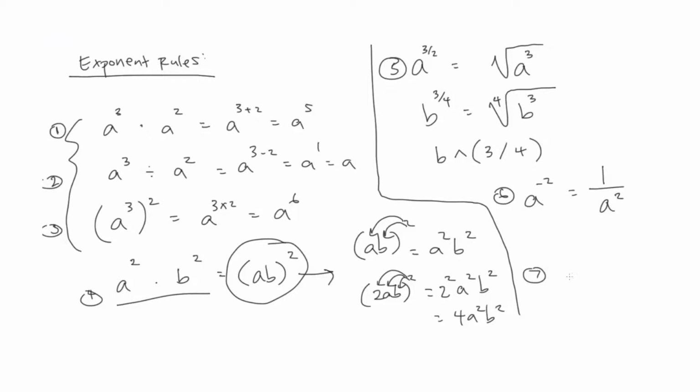Any number raised to the 0 power, so in this case a raised to the 0 power is going to equal 1, which means if we have a million raised to the 0, it's still going to be 1. If we have 7 raised to the 0, it's going to be 1. So anything raised to the 0 power is equal to 1. So that's the rule that you need to know.